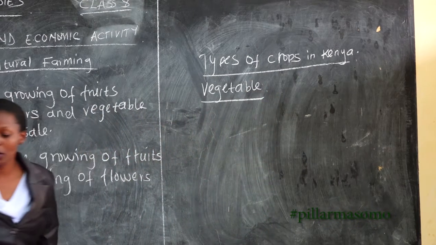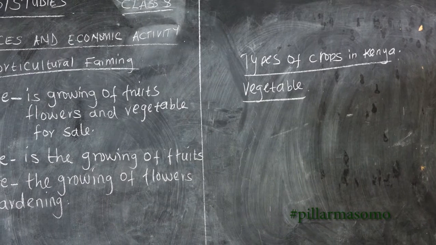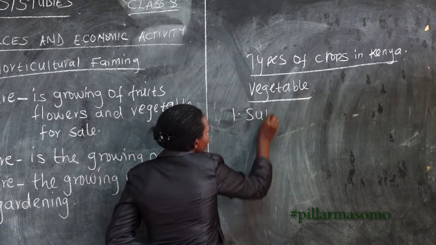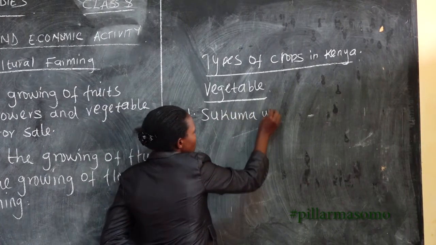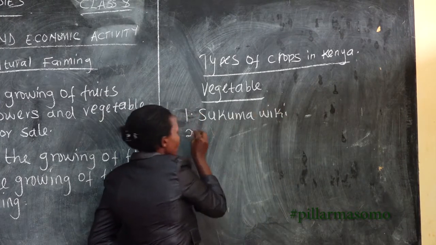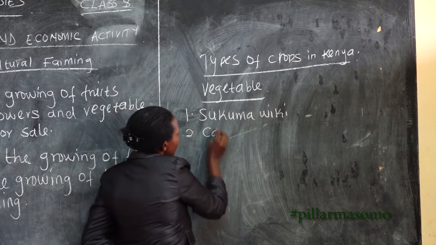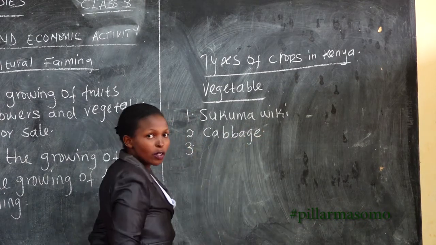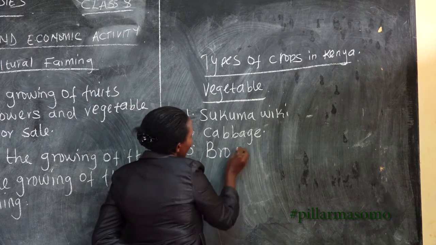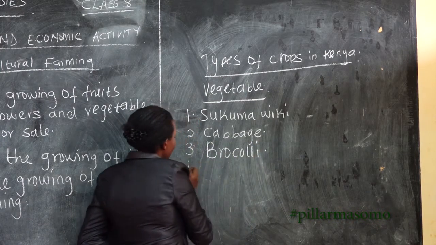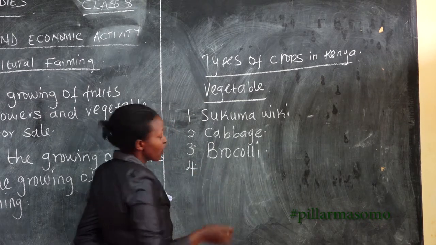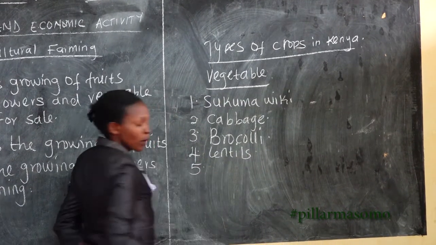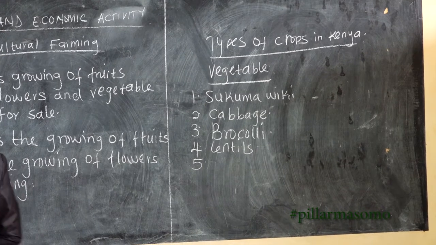So we are going now to discuss the vegetables. We are going first of all to start with the vegetables. We have the sukuma wiki. We export sukuma wiki. We also export cabbage. We also export broccoli. We also export lentils. We also have others like chilies.